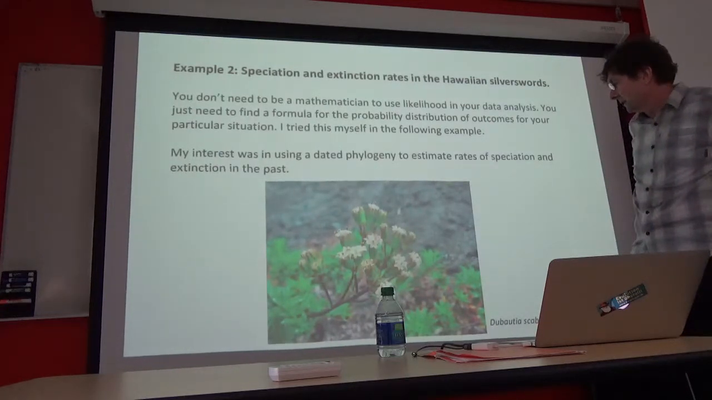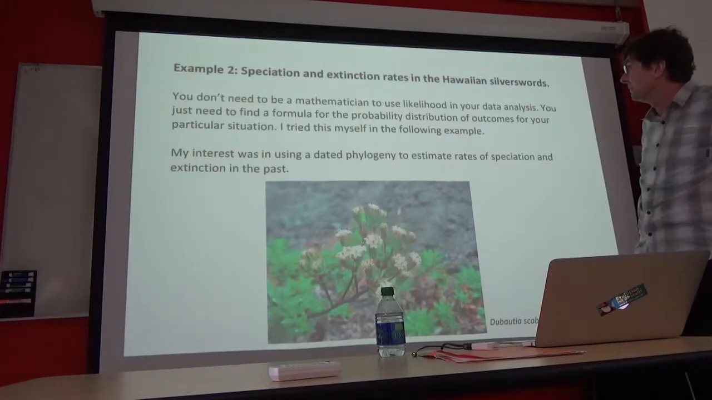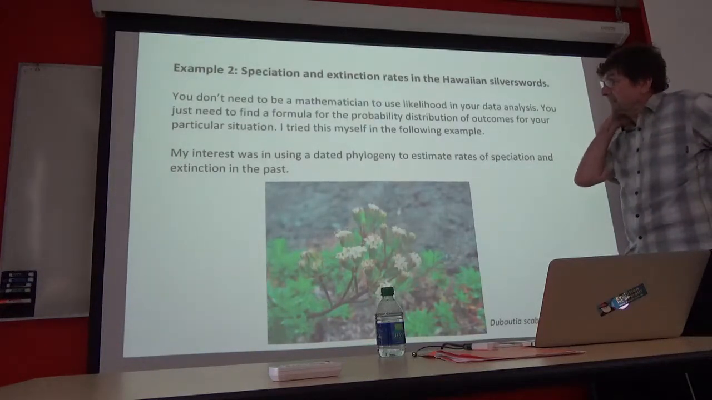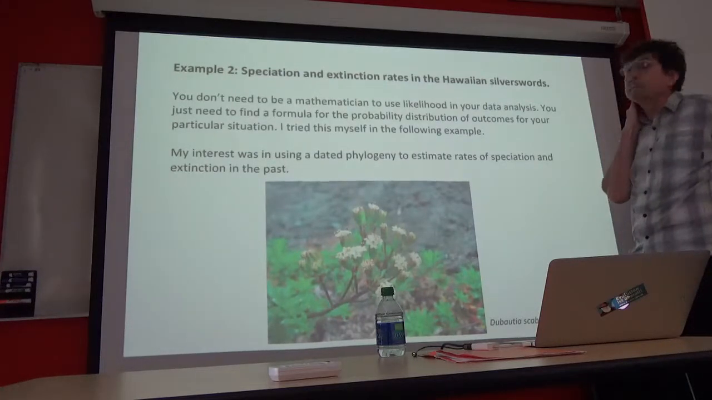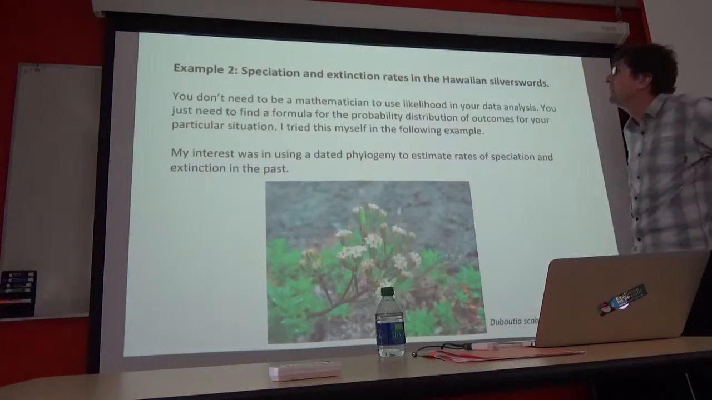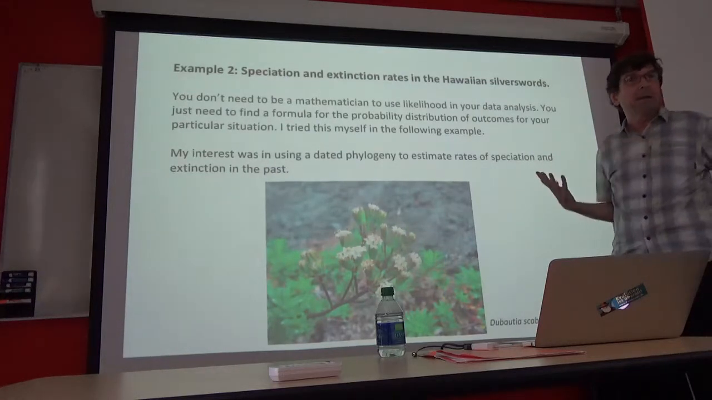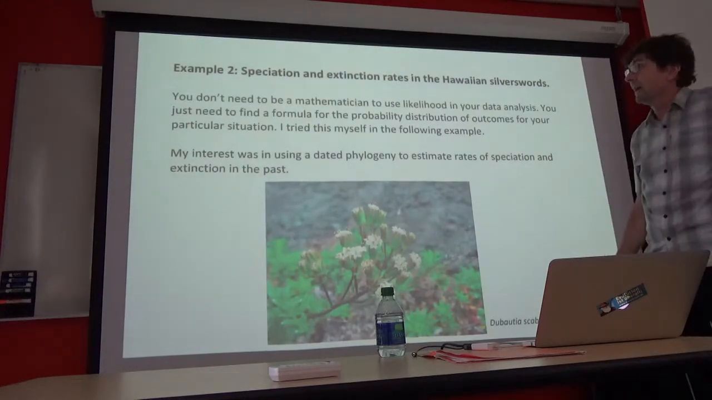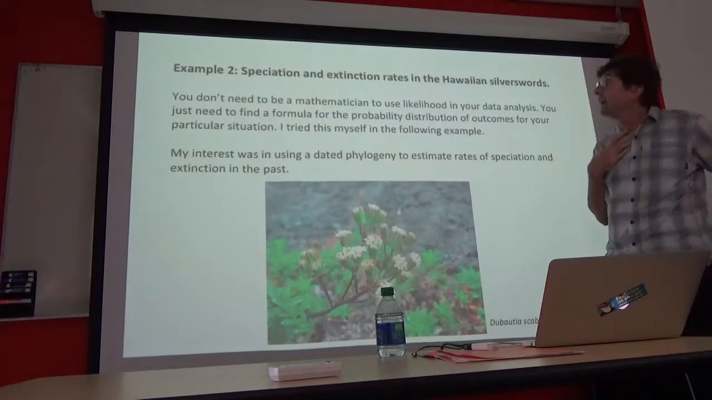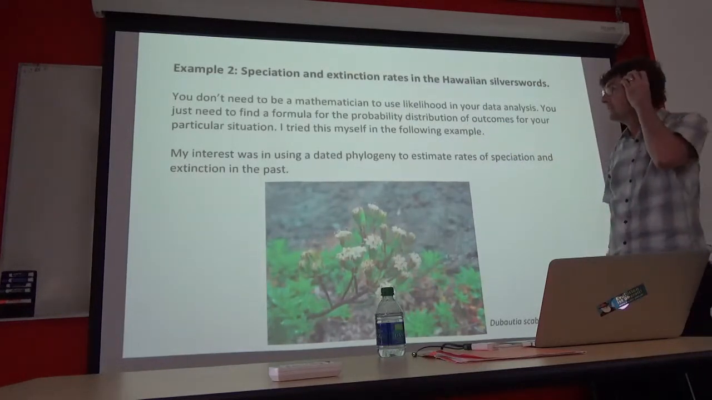And they're closely related to daisies, but they have all kinds of strange and wonderful phenotypes in Hawaii. And I would try to use the data that exists from a molecular phylogeny to estimate speciation and extinction rates throughout the history of this group. And what I want to show you is that you can do this without being a mathematician. All you need to do is find a formula for the probability distribution of data as a function of the parameters you're interested in, speciation and extinction.